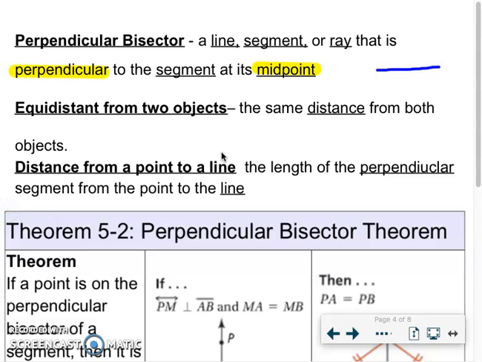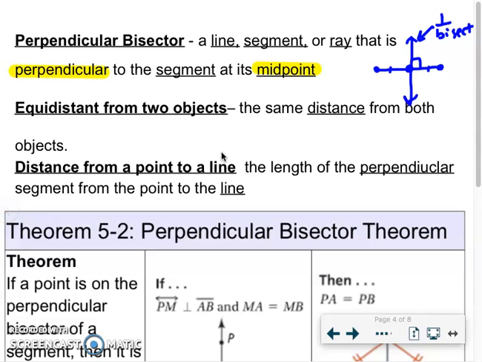Let's do it this way actually. So we'll have a segment that's getting cut in half. If we know what the midpoint of that line is, if a line is cutting through that at 90 degrees, this is called a perpendicular bisector.